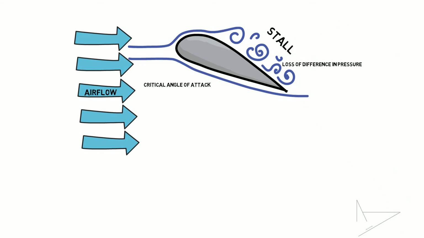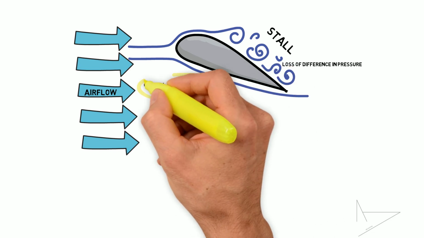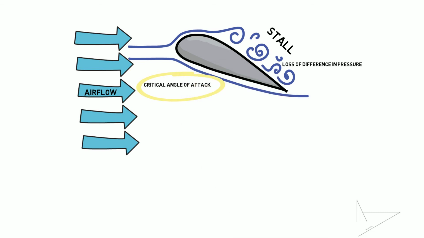The aim is to be able to modify the angle of attack to increase or decrease lift as needed, but avoiding reaching the critical angle of attack that makes the airplane stall, because, well, the overall idea is not to fall.